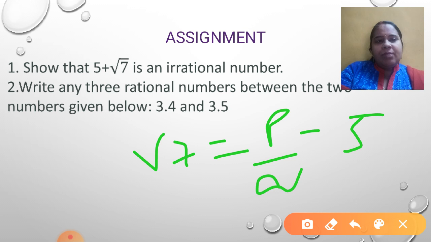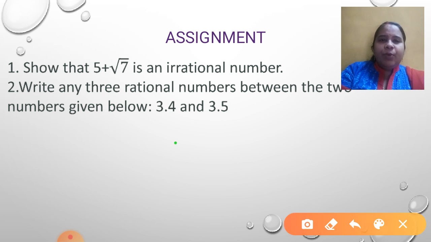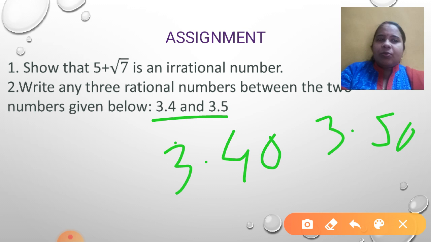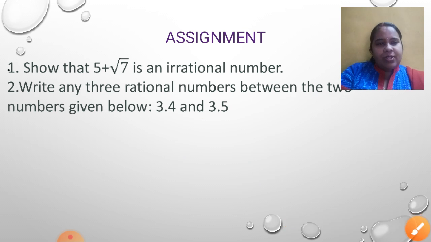Yes, exactly similar. Next question also, what we did just now: to find three rational numbers between the two given numbers. See what I have given, 3.4 and 3.5. You can very well make it 3.40 and this 3.50. So you get a range of 40 to 50. In between them, you can write any three rational numbers, as per your choice.